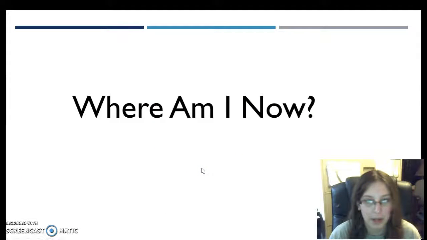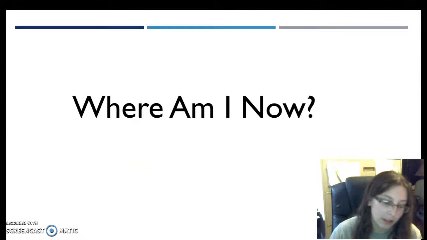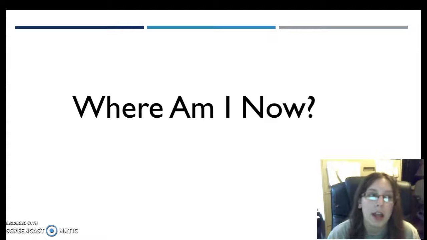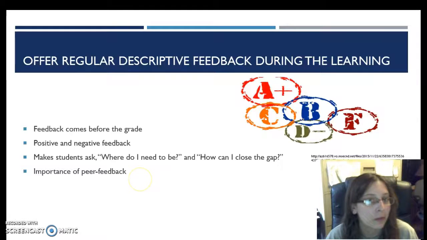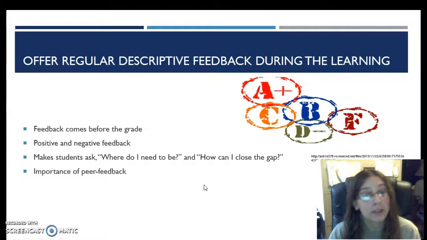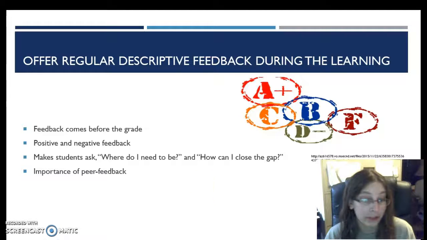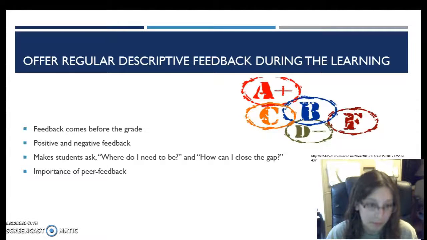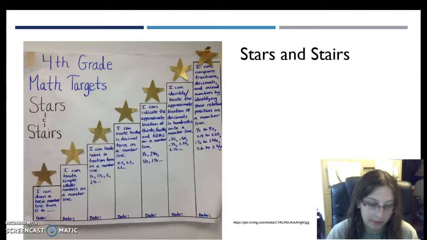Students look at where they are now. They should be looking back at the targets and seeing where they are when it comes to hitting them. Like I said, this is where we give lots and lots of feedback, so that way students can understand where they are with their learning, where they need to be, and how they can close the gap. This is where they look at our feedback, and hopefully they take our feedback and learn from it.